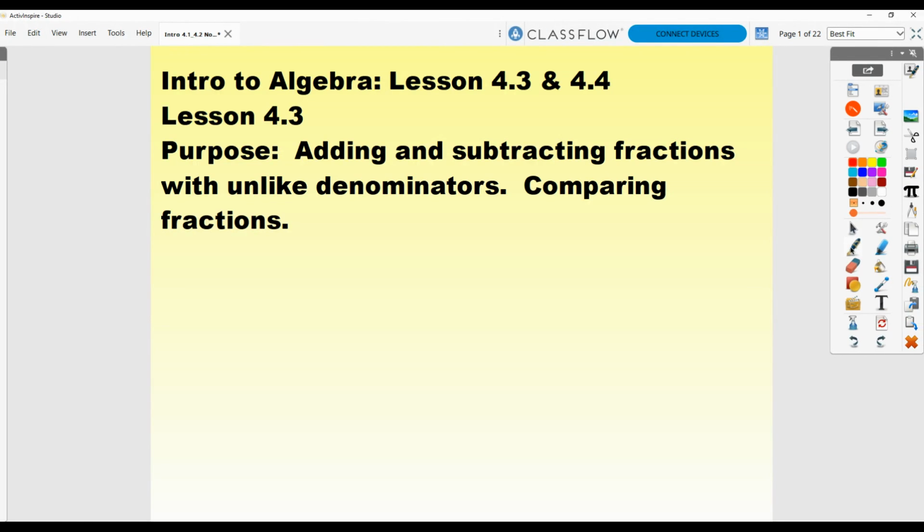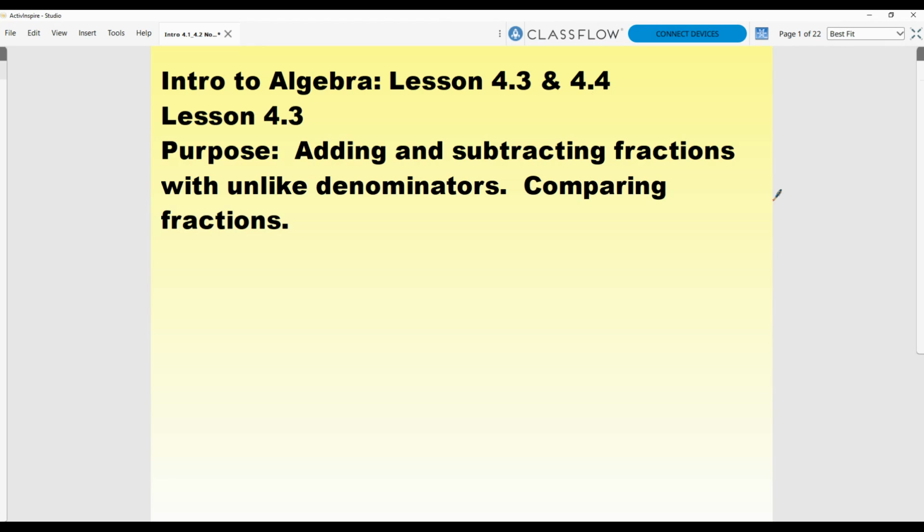We got two lessons to cover in our fraction unit today: lesson 4.3 and 4.4. Like I said in yesterday's video, if you already know how to do this skill, it's a review. Then you might not need to watch this entire video, or maybe you don't need to watch it at all. Use it as a tool for whatever you need.